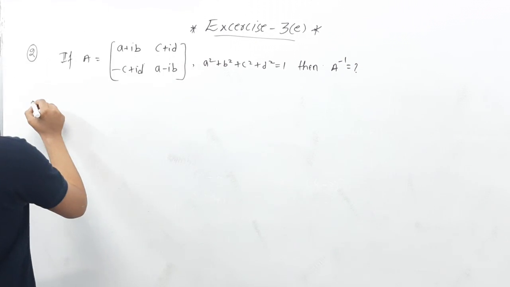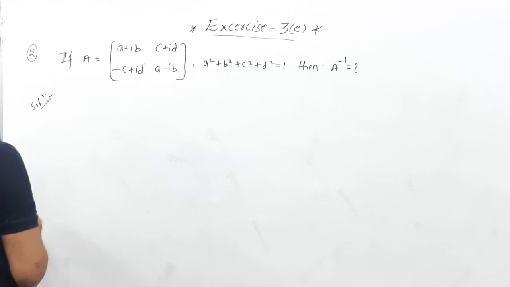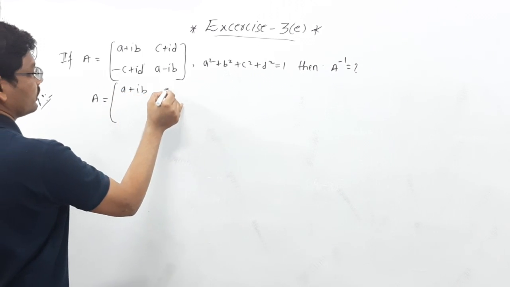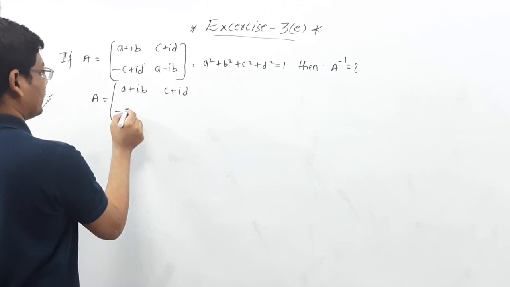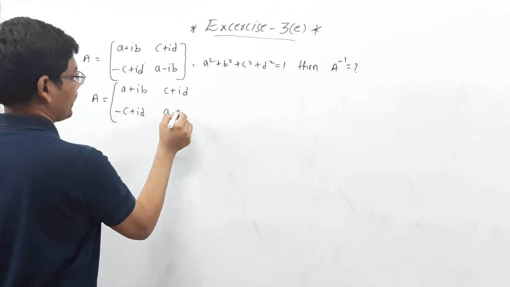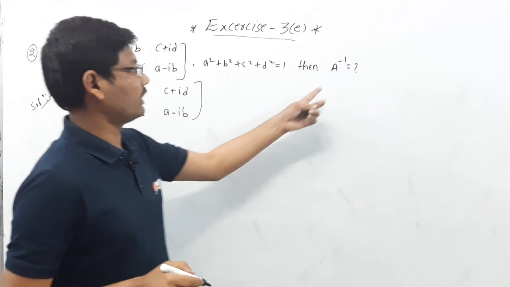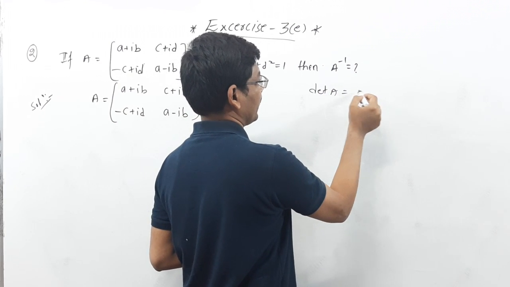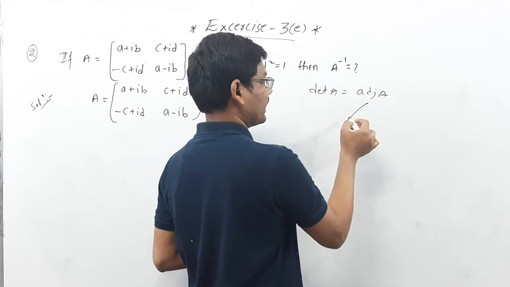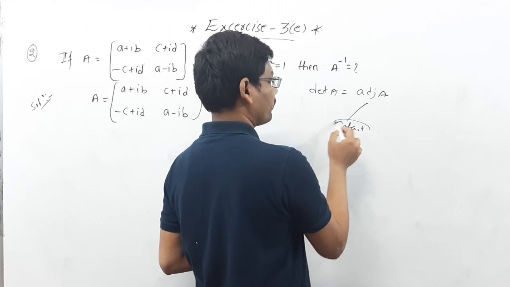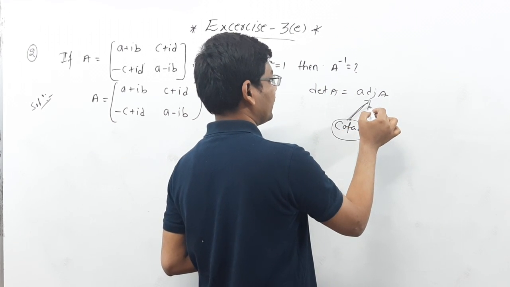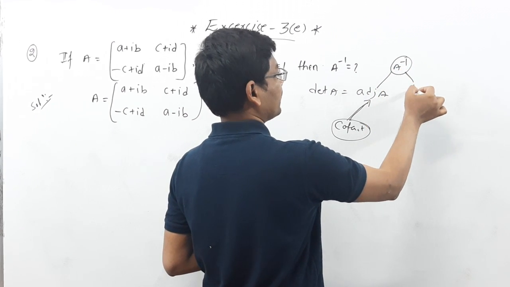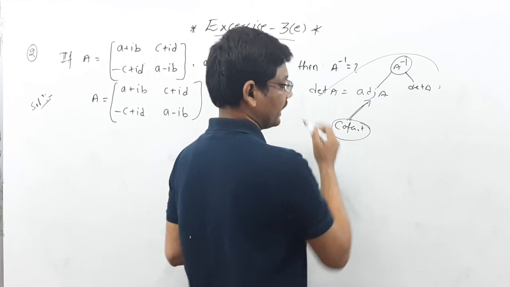And the solution for this one: here A is given as A plus iB, C plus iD, and minus C plus iD, A minus iB. Ultimately we need to find A inverse. If you want to find A inverse, first we need det A and adjoint A. If you want to find adjoint A, again we need the cofactor matrix. After finding the cofactor matrix, we need to find the adjoint. After finding the adjoint, we need to find A inverse. In A inverse we need det A. This is the process to find A inverse here.